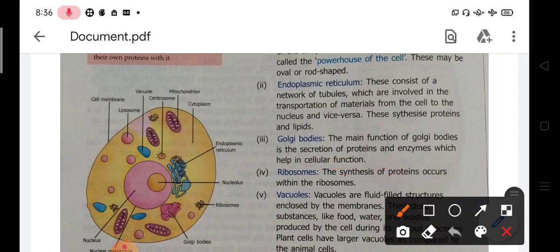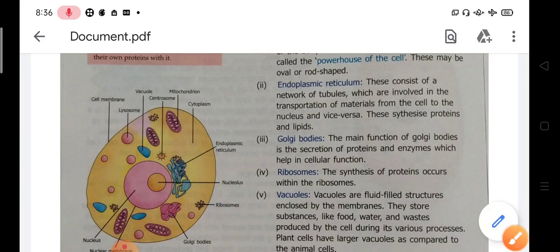Then there are other small structures which we call the ribosomes. You can see over here these structures, ribosomes. Okay, the ribosome's main role is to synthesize proteins, means they form protein in the cell. They are called the protein factory.